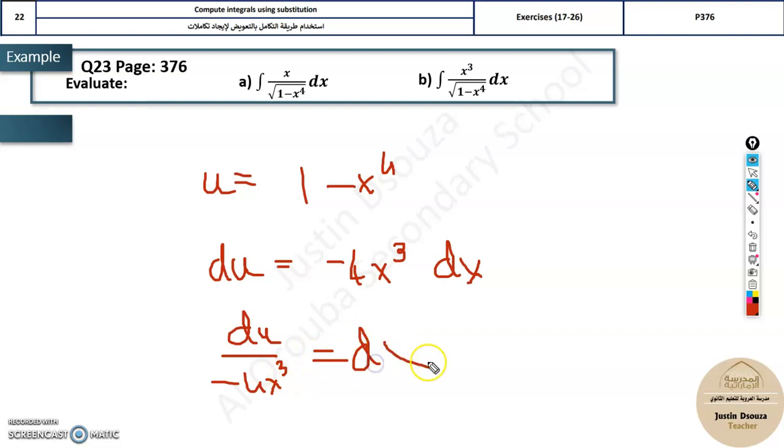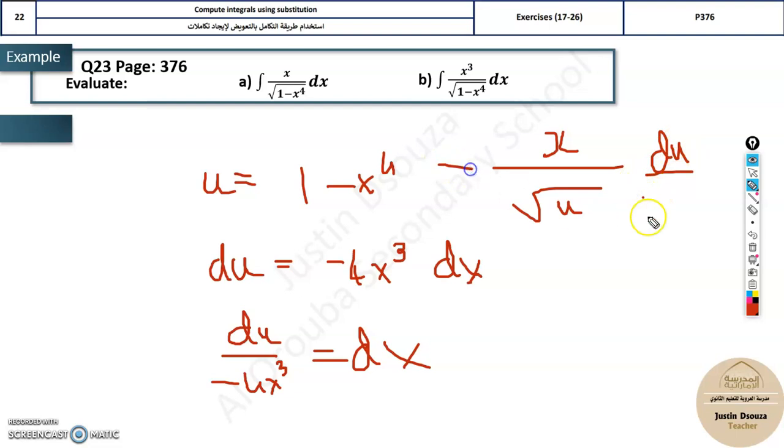Now this is dx. But look over here. If I put this as dx back over here, it will be x divided by square root u, and dx is du by minus 4x cubed. The x cancels, but I have x squared remaining. I can't solve this because there are two different terms and two different variables. Now du means I have to integrate with respect to u, but again x is there, an entirely different term. So now what do we do?